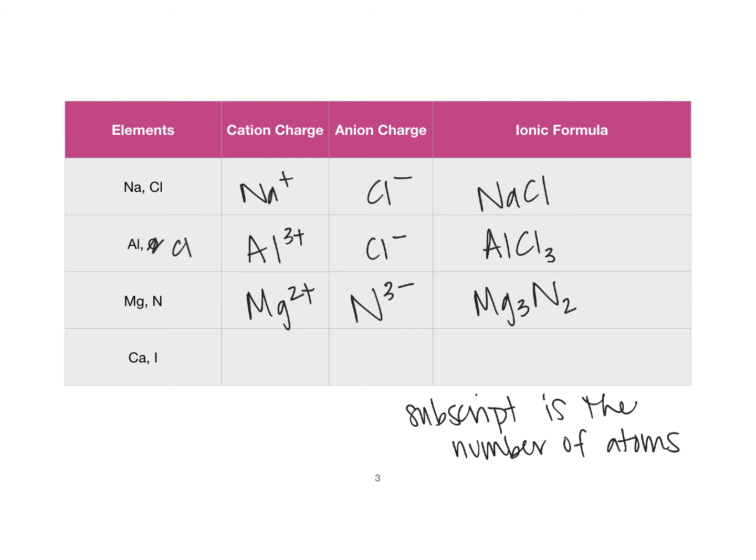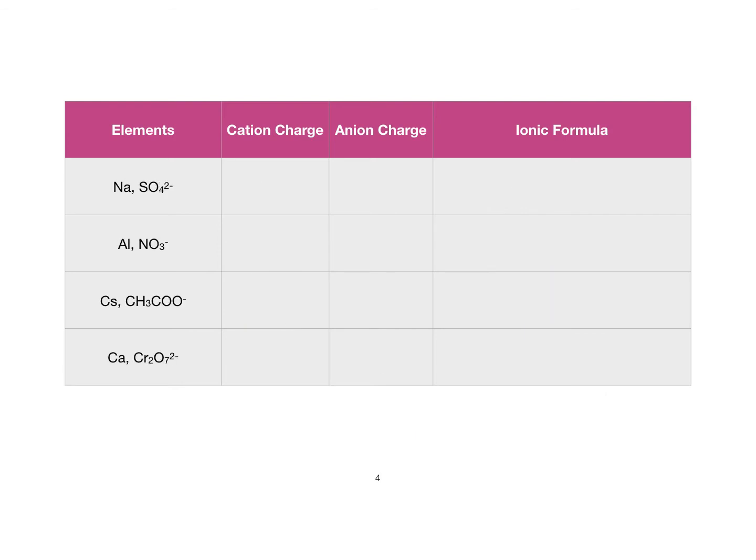So what about calcium and iodine? We're going to have calcium, which has a 2 plus, and iodine has a single minus. And so in this case, we know that we're going to have 2 iodines for every 1 calcium, which gives you CaI2. So the easiest way to do this is to think about how these elements interact with one another. So let's look at some more examples.